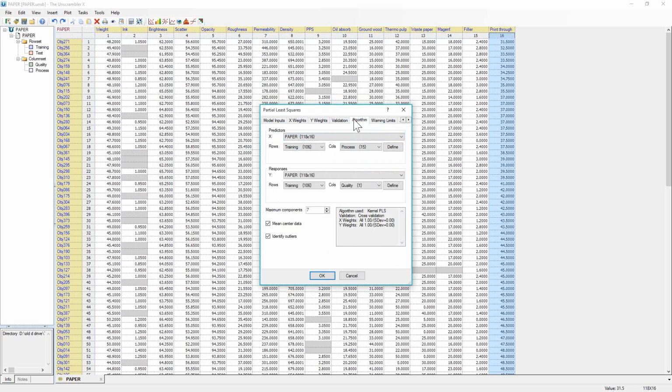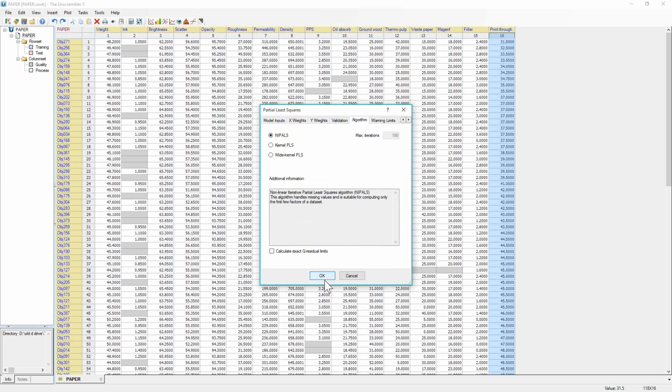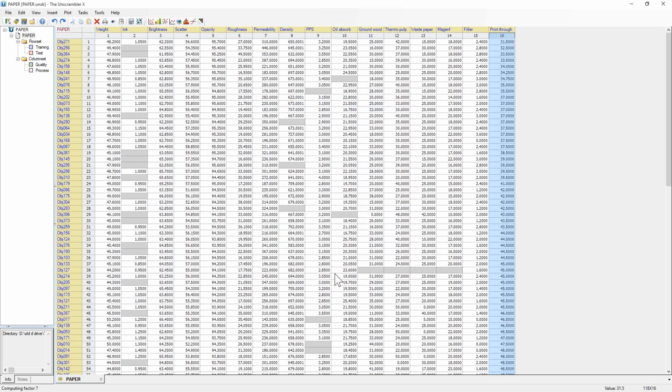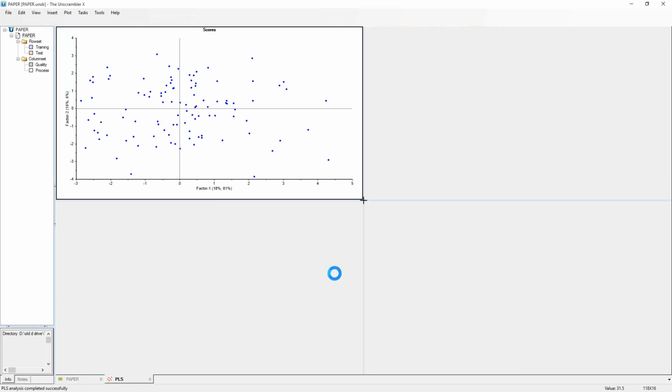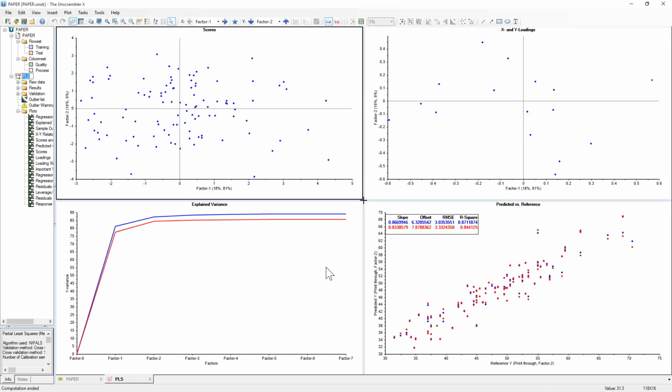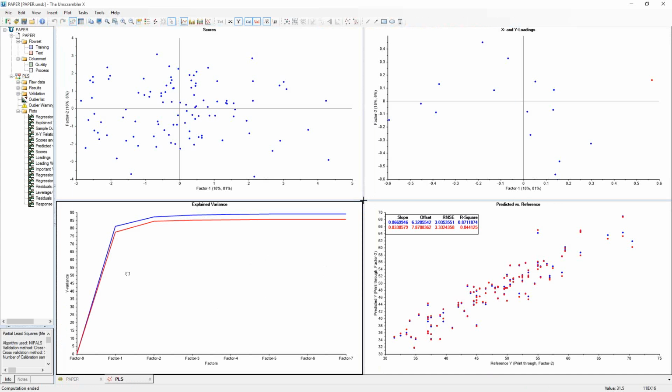I have to change my algorithm because I did something else earlier. Your default will be NIPALS, so that will not be an issue in your case, unless you've changed it. And very quickly, we get a model. One of the first things we look at is our explained variance. And this is our Y variance. So in two factors, we're explaining 87% of our differences in Y. That's a pretty good amount when you're looking at process data.